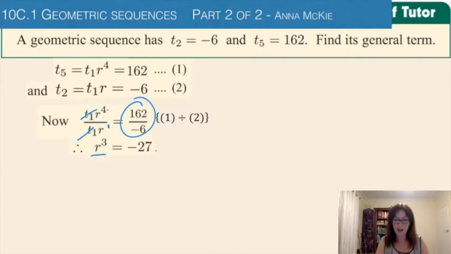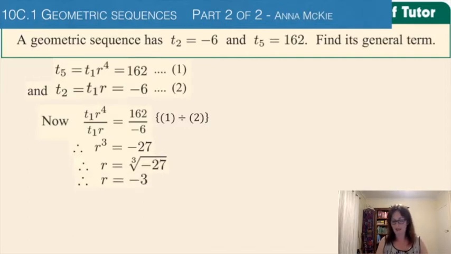What is r? Now you can see why we did that work on positives and negatives. It's the cube root of negative 27. So will it be a positive or a negative number? It will be a negative. So we've got r. To find the general term, we need r and the first term.